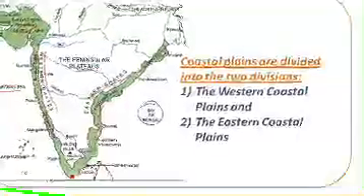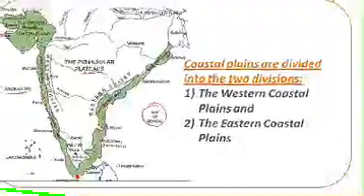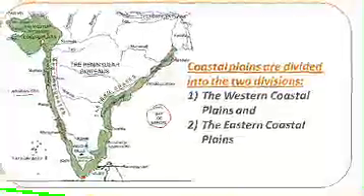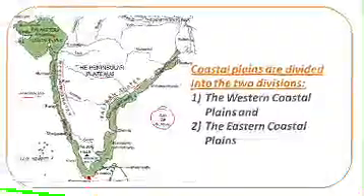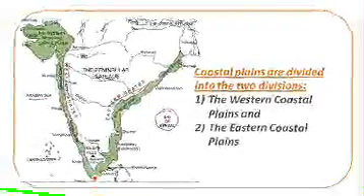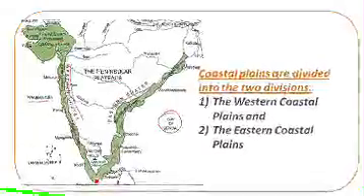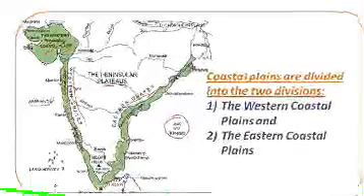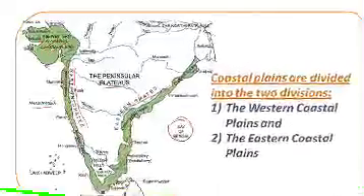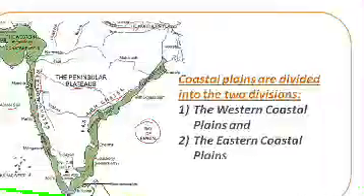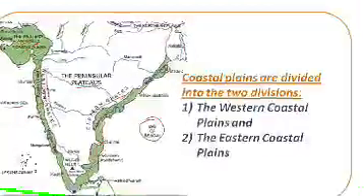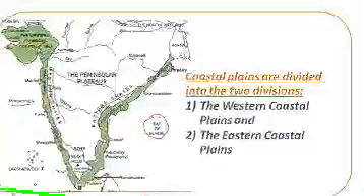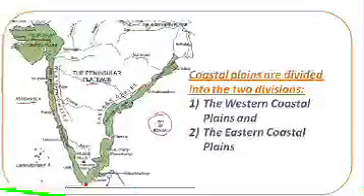Let's together proceed with the next physical feature, that is the coastal plains. This coastal plain is divided into two divisions, the western coastal plain and the eastern coastal plain. Now I will differentiate the two for you so that you understand the concept better. Children, when I am explaining to you, please look at the map that is given in this slide.